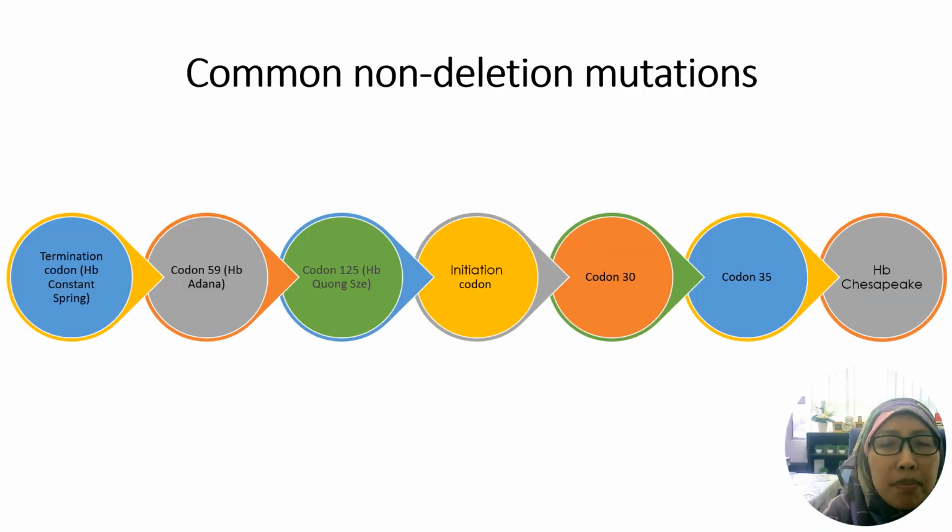This is an example of common non-deletional mutations of alpha thalassemia. So some of these we will go through in detail.